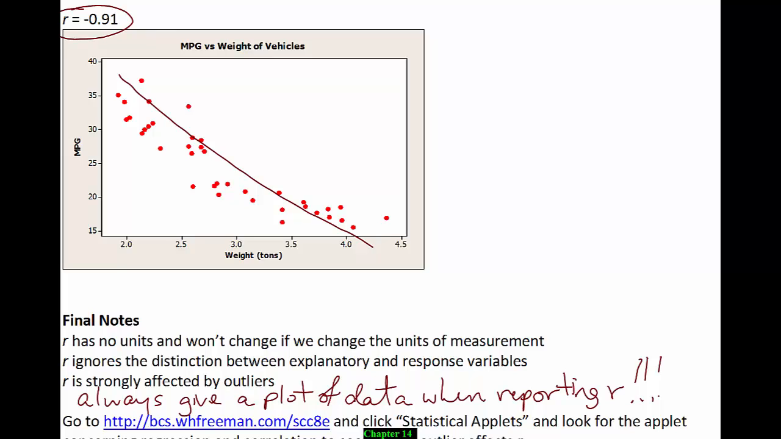We talked about that in the second to last example. You can visit the website of your textbook and click on the statistical applet to explore, if you would like, to see how much r is affected by outliers.